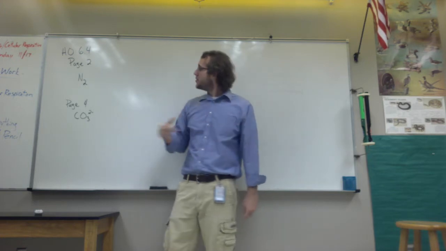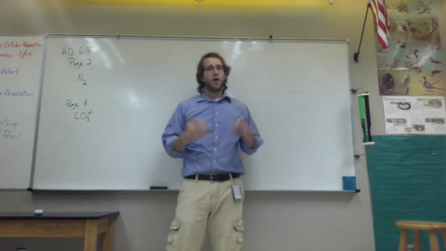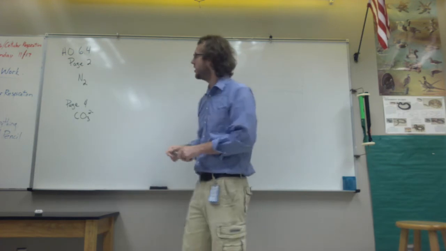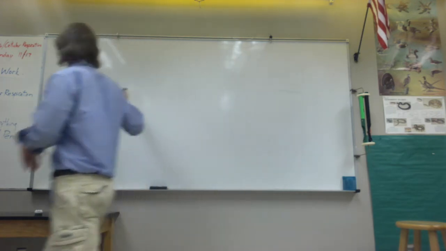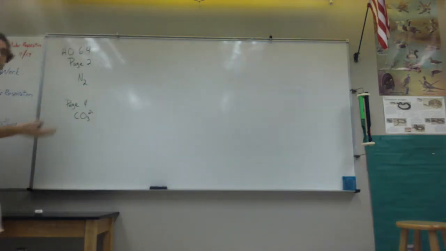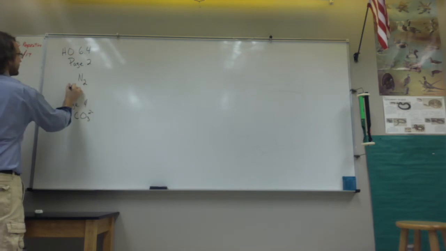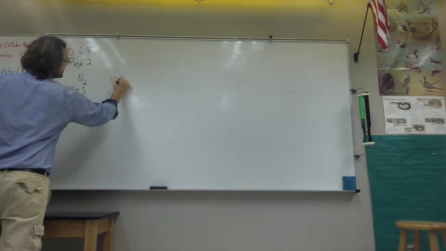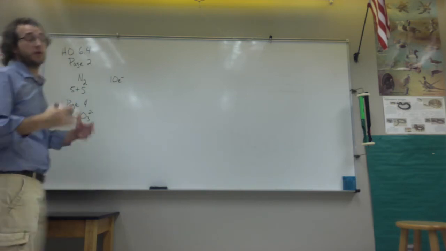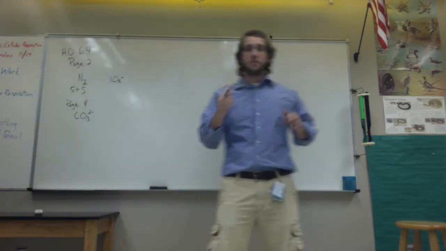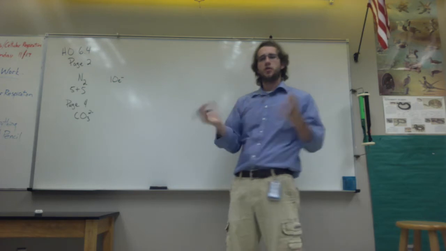So for N2, nitrogen, for any Lewis structure, we always start by figuring out our total number of valence electrons. So find nitrogen on the periodic table, you count over to it, and you'll find that each nitrogen has 5 valence electrons. Since we've got 2 of them, we've got a total of 10 electrons to work with, or 10 pieces of tape to stick our Lewis structure together.